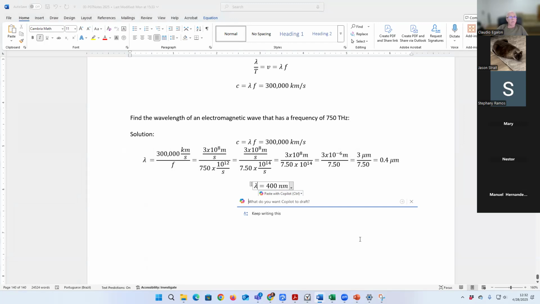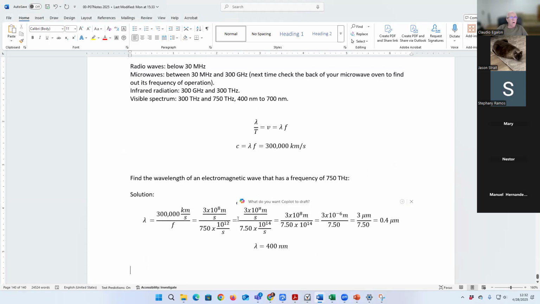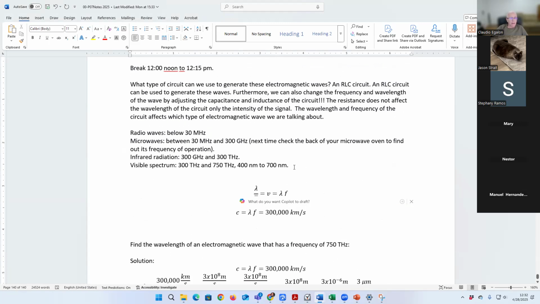That's how we find out the wavelengths, if you know the frequency. Okay, so we didn't finish yet. We have more, right? The highest frequency ends up being the lowest wavelength, the shortest wavelength. Higher frequency, shorter wavelengths. Lower frequency, longer wavelengths.